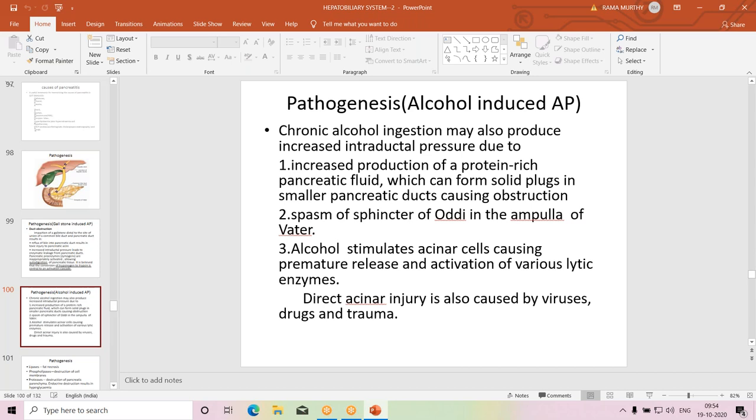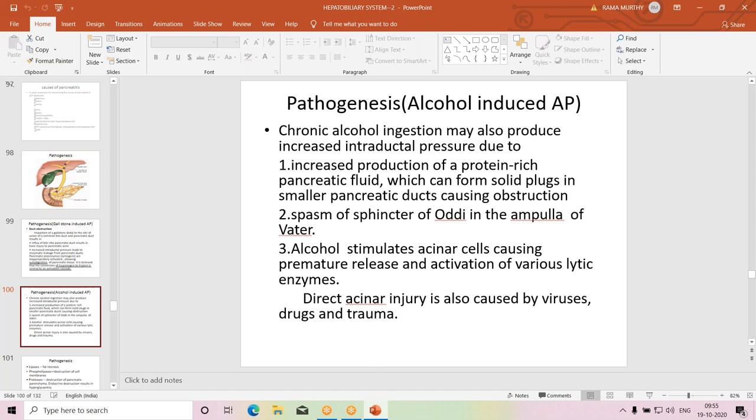several mechanisms. One is it increases the production of protein rich pancreatic fluid, which can form solid plaques in small pancreatic ducts, causing obstruction. Normally, along with protein, electrolytes and water are also secreted into the ducts. But in chronic alcoholism, only protein is secreted, not much water or electrolytes. Therefore, the protein precipitates within the pancreatic ducts and forms solid plaques. These plaques obstruct the lumen of the pancreatic ducts. When there is obstruction, there is retention of the secretions and activation of proenzymes to enzymes. So this is one mechanism.